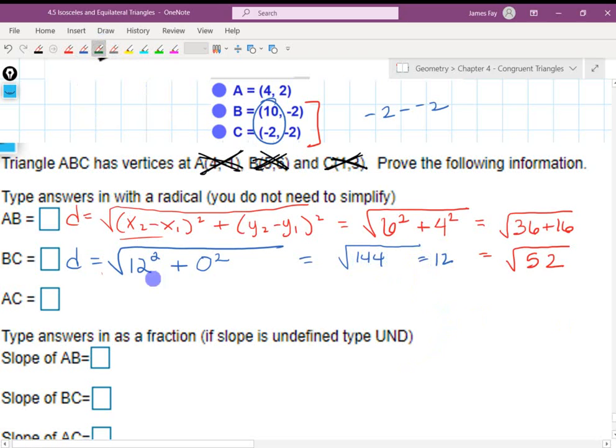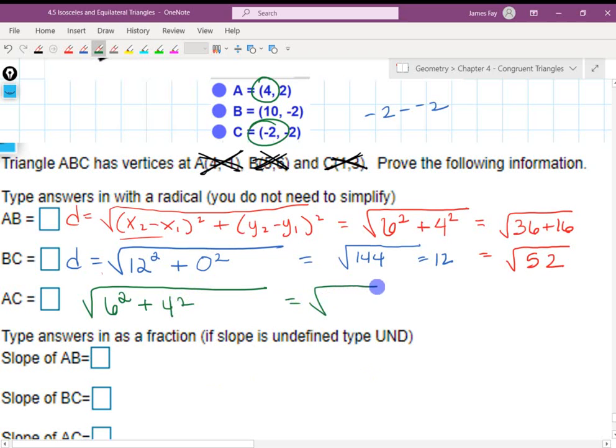And then we'll do AC. So AC, you're going to subtract that x and that x. So what's 4 minus negative 2? 6. And you'll square that. Then you're going to add to it, what is 2 minus negative 2? That's 4. And you'll square that. So I get 36 plus 16 again, right? Radical 52.